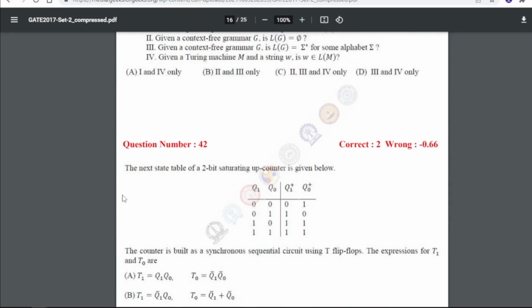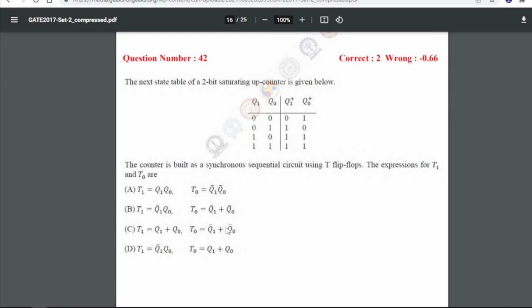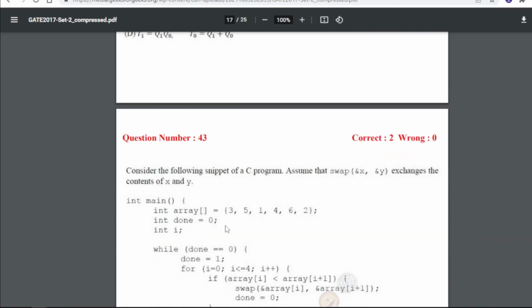Now 42: the next state table of a 2-bit counter is given below. So the counter is built as a synchronous sequential circuit using T flip-flops. The expressions for T1 and T0 are, so for 42 our answer will be B, that is T1 equals Q1 Q0 and T0 equals Q1 dash plus Q0 dash.